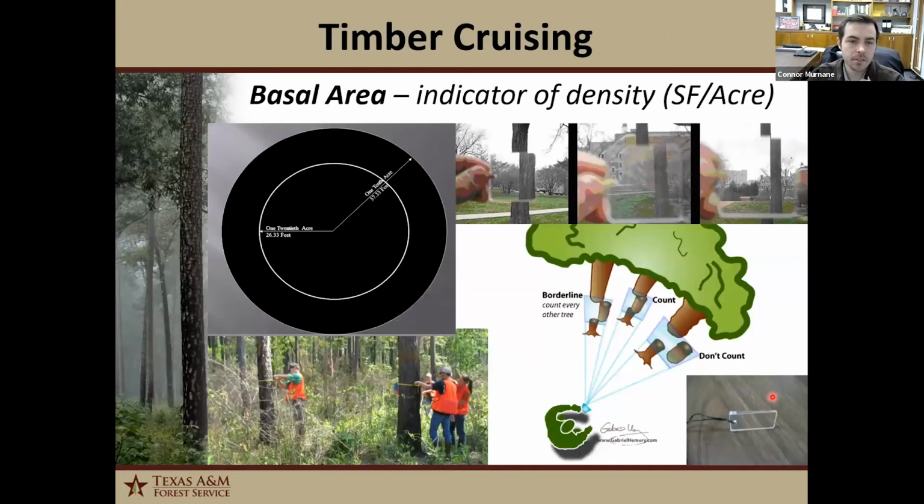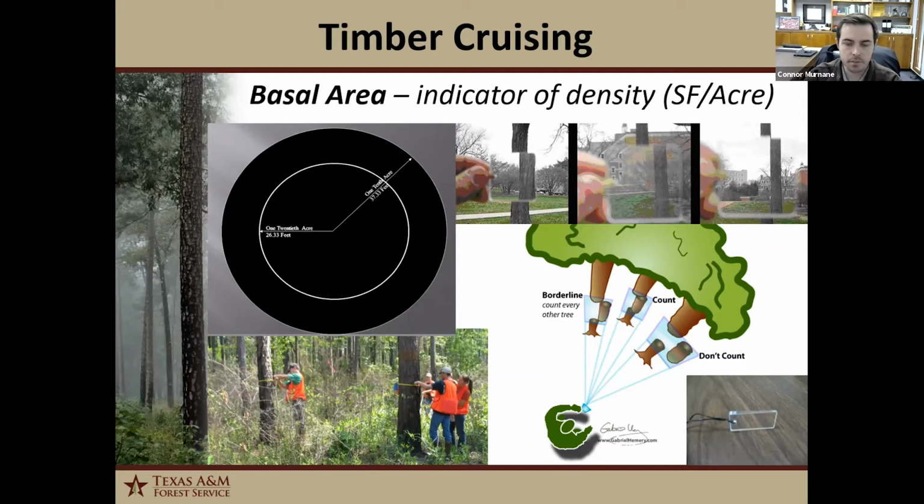Basal area is what we use as an indicator of density in a forest. It's expressed as square feet per acre. And to measure basal area, you use a tool called a prism. Prisms come in different factors. The most common factor to use is going to be a factor of 10. So you will hold the prism up to your eye, about your arm's length away from you.